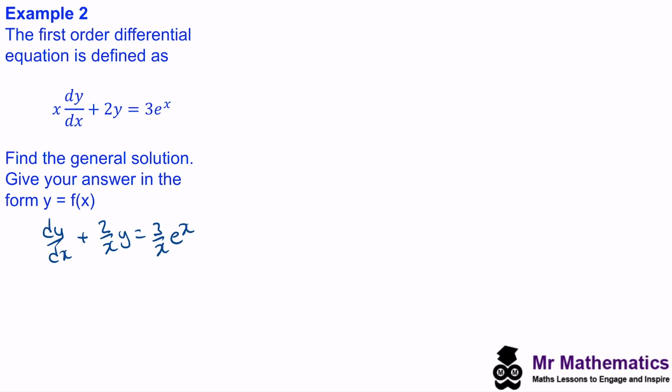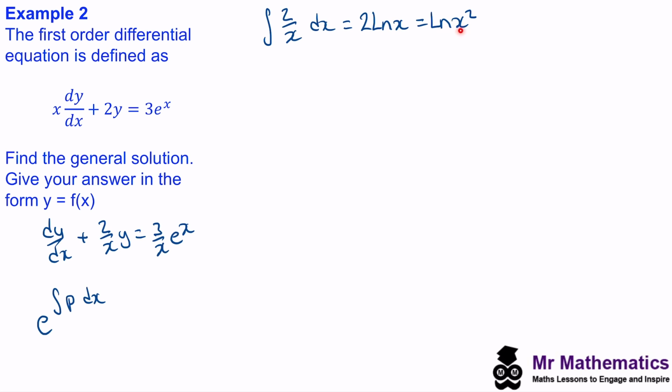Now we need to work out the integrating factor, which is e to the integral of p integrated with respect to x. In this case, p is 2 over x. So we need to work out the integral of 2 over x with respect to x. This is 2 times the natural log of x. Using the power rule of logs, we can raise this x to the power of 2. So this becomes the natural log of x squared.